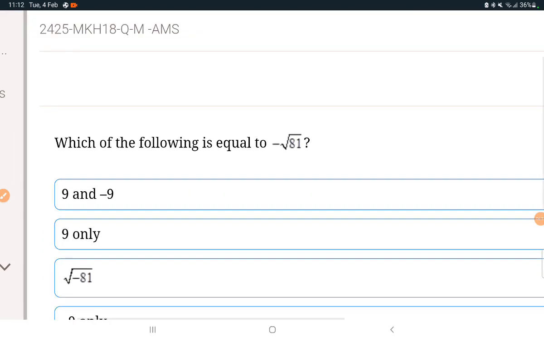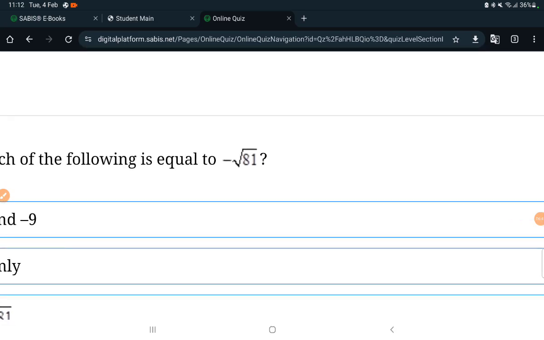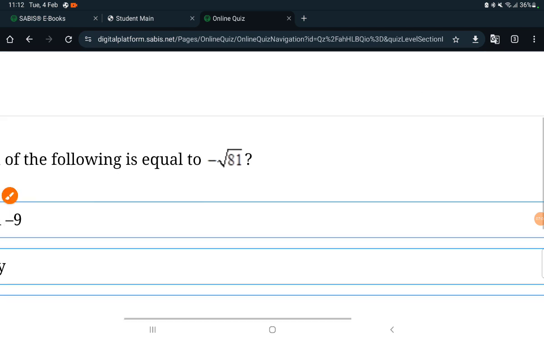Which of the following is equal to negative sign outside the radical 81? Okay, so here we just focus on what's inside the radical first. Radical 81, this was literally like question 3. This is just 9 multiplied by 9. As we said, when they put the radical sign, you only put the positive root. So we get 9 over here.